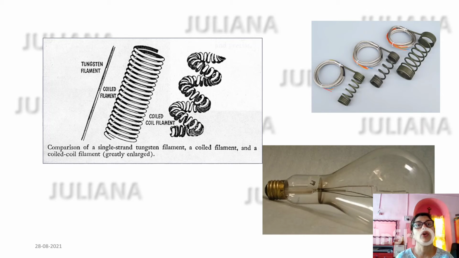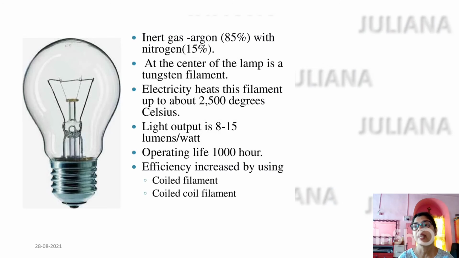Okay, so these are some of the different types of wires or conductors, or resistors, that are used for heating purposes. Tungsten filament is normally used in a bulb. Then you have these coiled filaments, which will generate more heat. Talking about electric bulbs, I told you tungsten wire is used in an electric bulb. Now the electric bulb has inert gas, argon, which is 85% with 15% of nitrogen filled in it. At the center of the lamp is the tungsten filament. Here what you see is a tungsten filament.